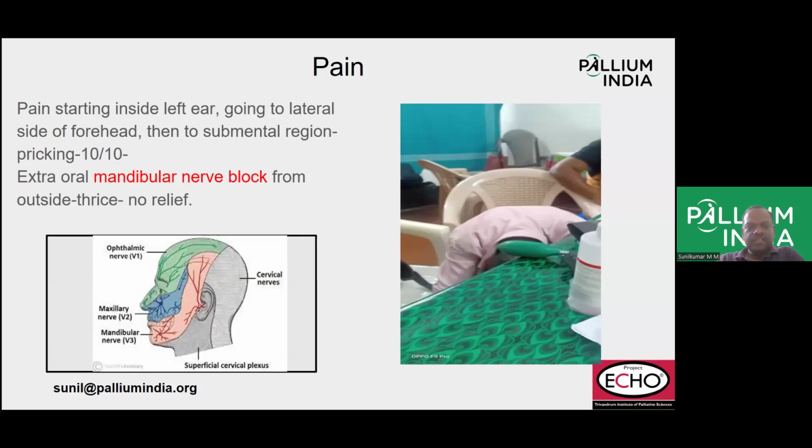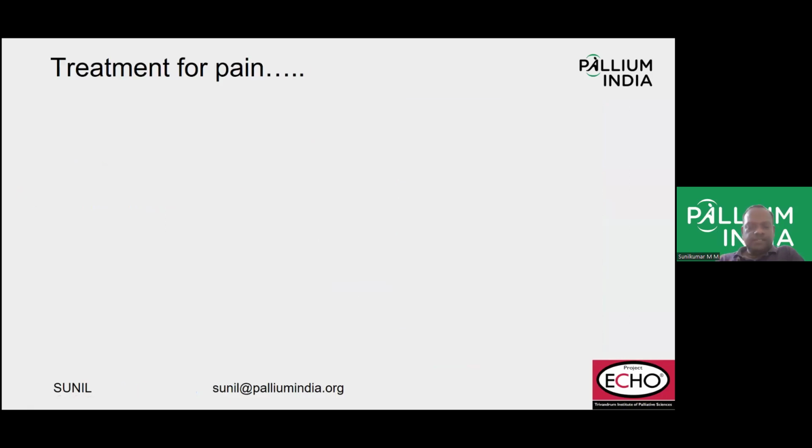Okay, so here we can see that this patient has the first three things. History is suggestive, then neurodermatomal distribution, and the quality of pain looks like neuropathic pain. So that's why it is neuropathic pain. This patient underwent mandibular nerve block from outside 3 times without any pain relief. So this was the treatment the team had given.